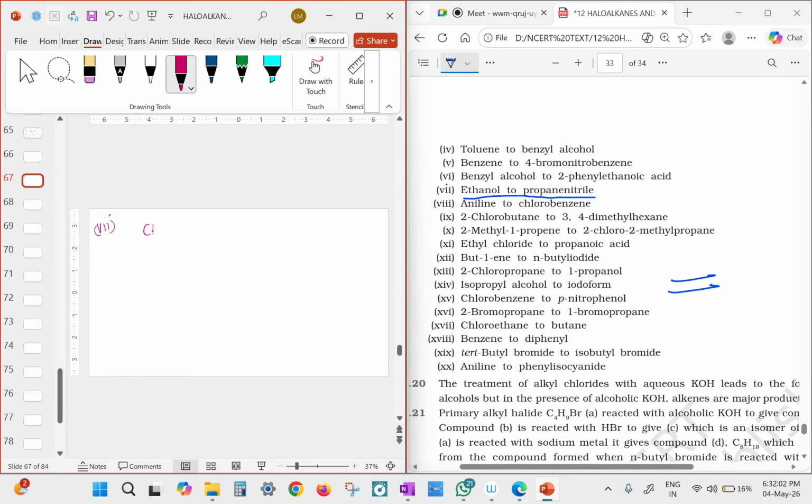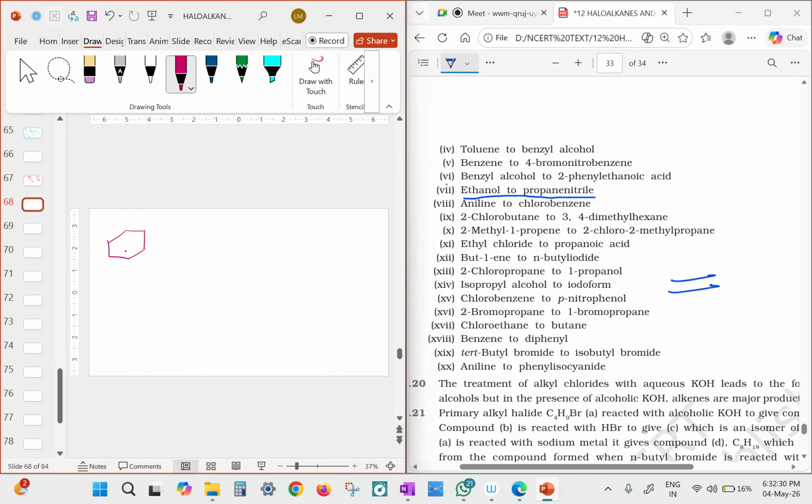So what you will do? We will take CH3CH2OH, and you wanted to make it into a 3 carbon cyanide. So CH3CH2CN. So first replace this OH with a very good leaving group. Make it into CH3CH2Cl, and then treat it with KCN, aqueous or alcoholic. Alcoholic is better. Okay, then next one.